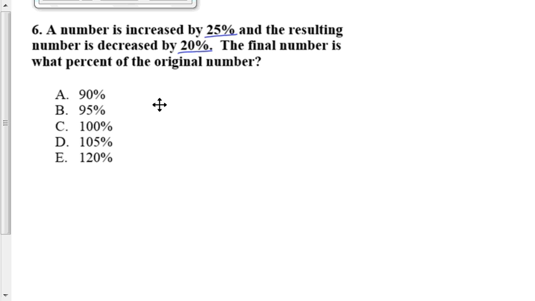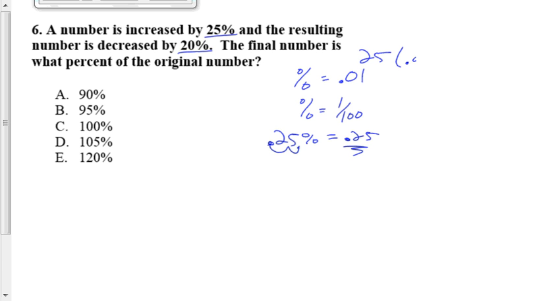Just recall that if you want to do some calculations with percents, you need to either turn the percent into the number 0.01, or turn the percent sign into the number 1 over 100, or, in 25%, for example, move the decimal place 2 places to the left, and that's the number that you're going to use in your calculation. So 25% would be 25 times 0.01, or 25 times 1 over 100.